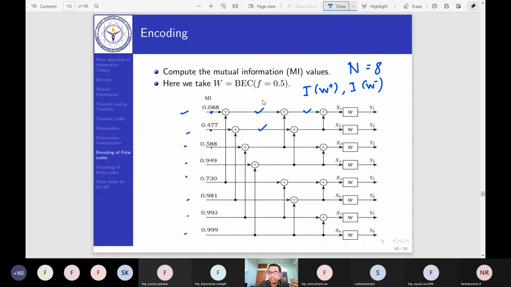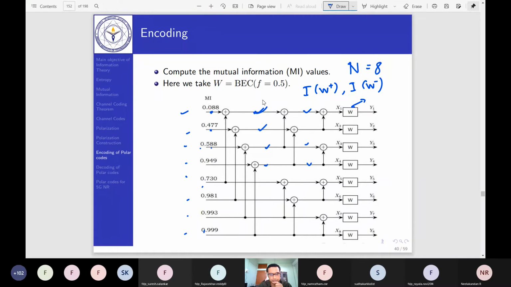If we started with binary symmetric channels, or AWGN channels, this bit may not go through another AWGN channel with some different parameters. But for binary erasure channels, any intermediate bit will experience a binary erasure channel only, but with a different erasure probability. So we can compute then the mutual information of these input bits.